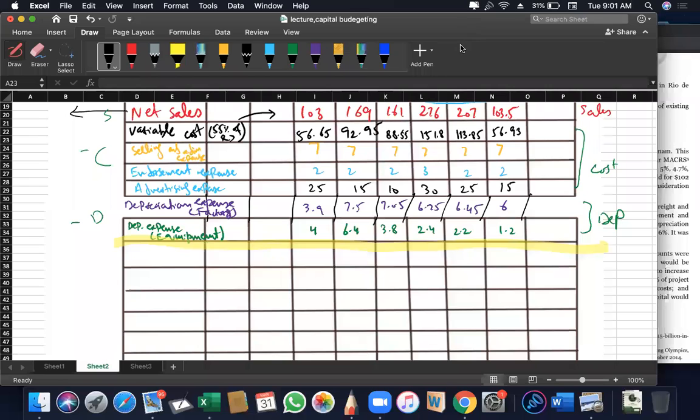So yes, exactly, sales minus cost minus depreciation. So find it. I will start from the first year. You have to start from the last year. 103 minus 56.65 minus 7 minus 2 minus 25 minus 3.9 minus 4.